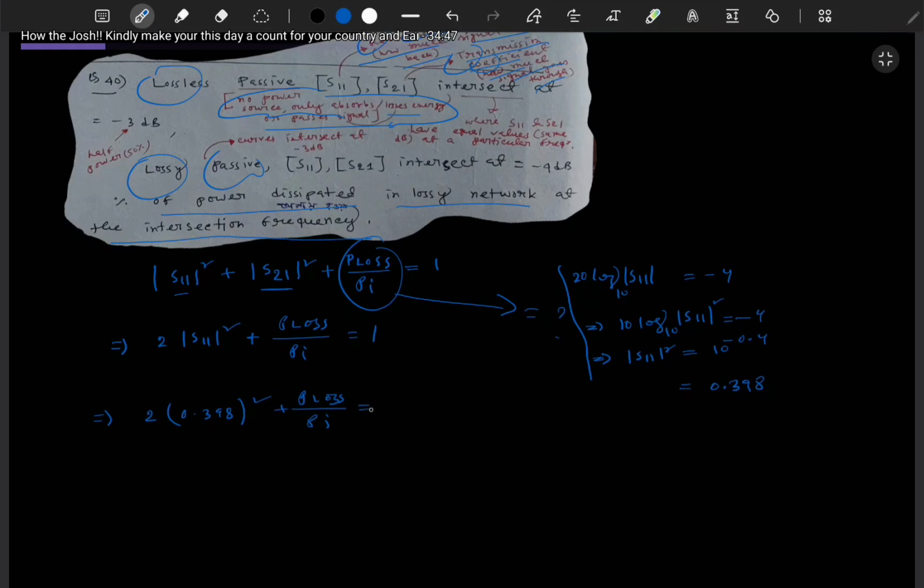Loss power equal to 1 minus S11 squared. This is the S11 squared value only. So here we will get 60.2% if we multiply by 100. Correct. Thanks.